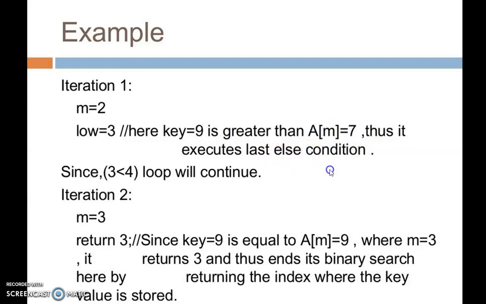Thus it executes the last else condition. Since 3 is less than 4, the loop will continue. Iteration 2. Now m is 3. Since key is equal to 9, which is equal to A of m, which is 9, where m is equal to 3, the value 3 is returned, and thus binary search ends, returning the index where the value is stored.